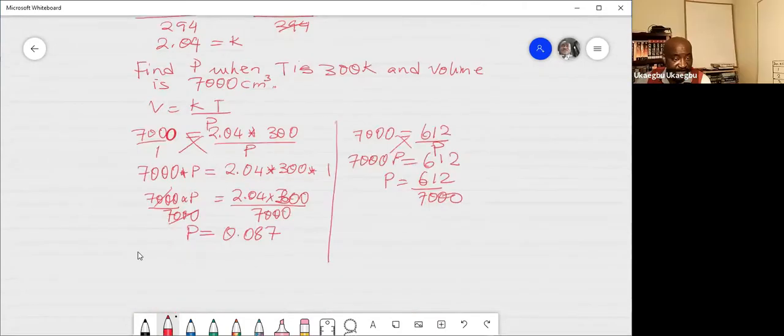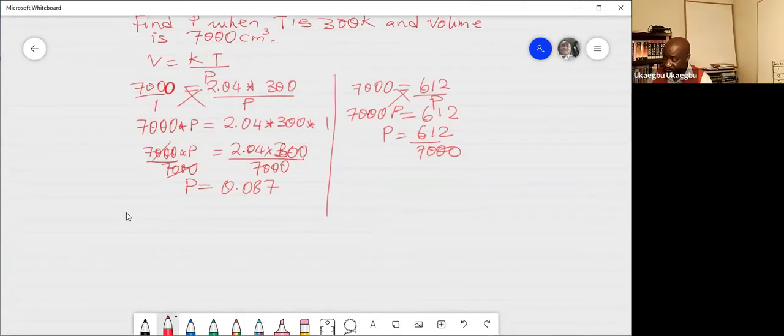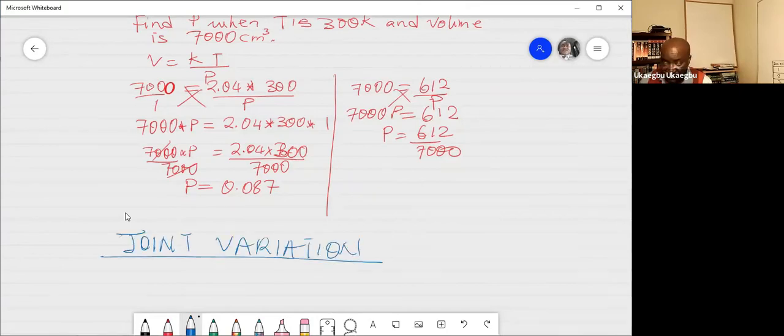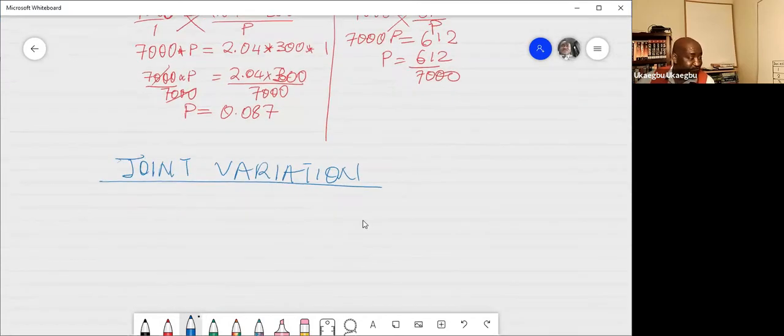So the subtopic now is joint variation. Okay, now here's how this one looks. This joint variation has too many applications. Too many real life applications are joint variation. Too many of them. Now look at how it reads.